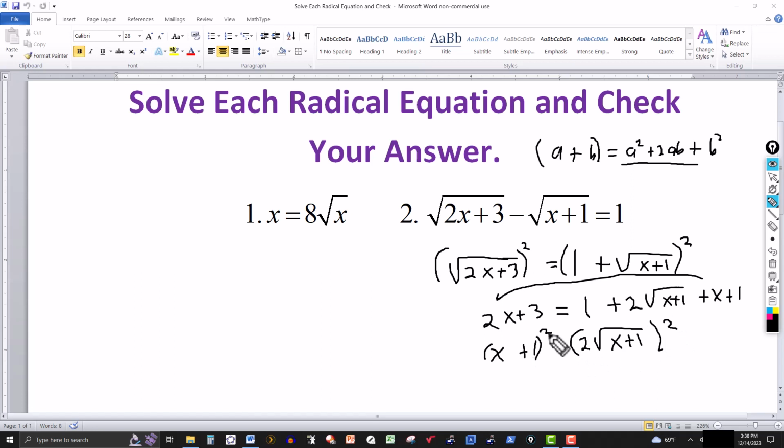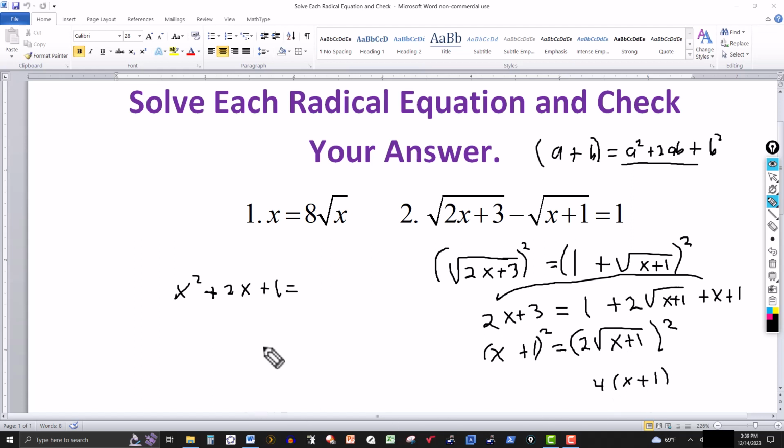X plus 1 squared, that's a binomial, so I can use this formula here. It's the first term squared plus double the product. 1 times x is x, times 2, so it's 2x. And then the 1 squared is 1. On the right side, when I square this, I have to square the 2, so this will give me a 4. Then squaring the radical eliminates the radical, it leaves me with x plus 1.